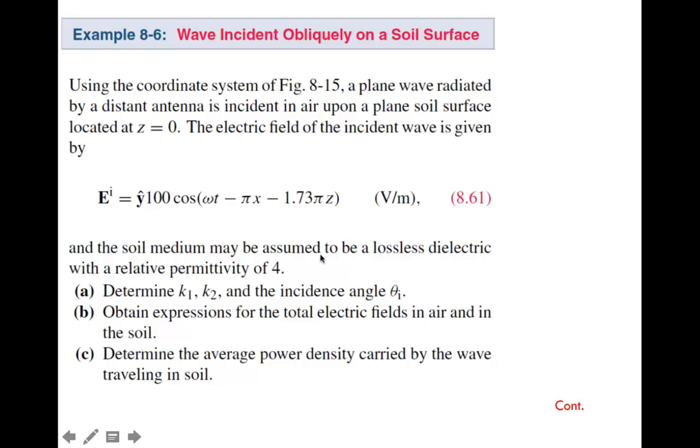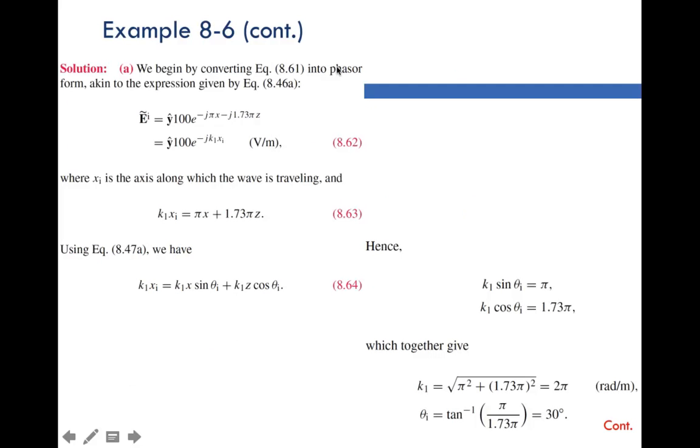The soil medium can be lossless, with a relative permittivity of 4. We're asked to determine k1, k2, and the incident angle, expressions for the total fields in air and in the soil, and the average power density carried by the wave that's traveling in soil. So let's look then at this example.